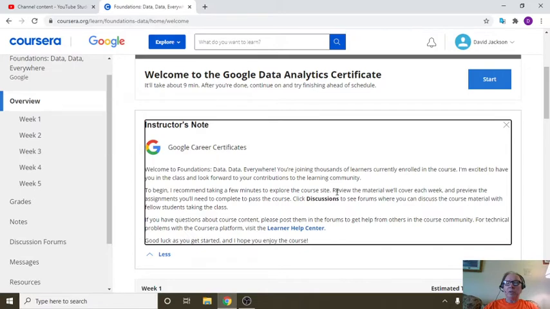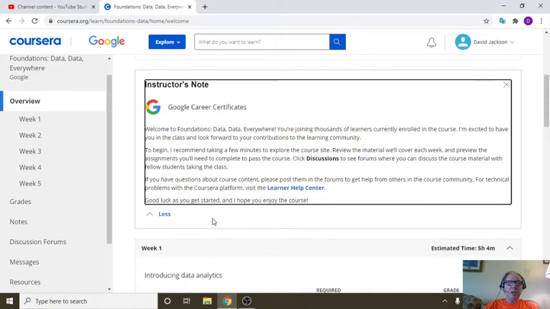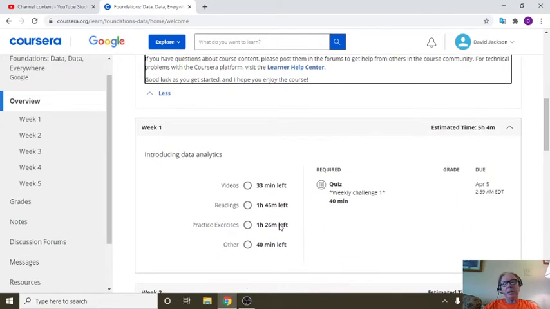Review the materials we will cover each week, and preview assignments you need to complete to pass the course. Click discussions to see the forums where you can discuss course material with fellow students taking the class. If you have questions about the course content, please post them to the forums to get help from others. Good luck. Okay, so let's take a look here.